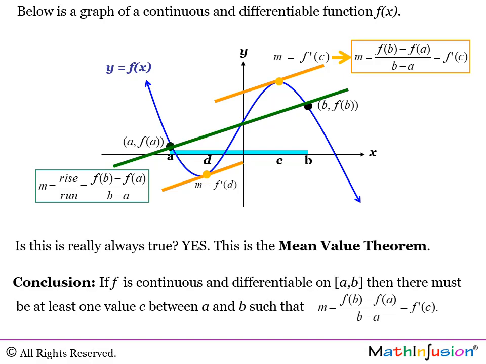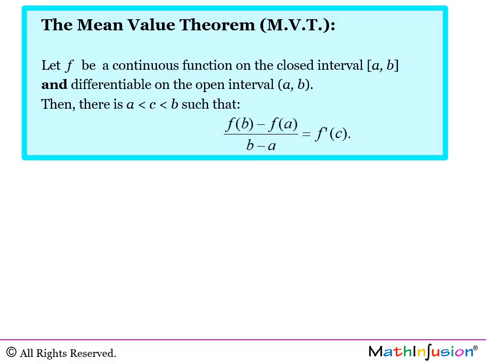The question is, is this really always true? And the answer is yes. This is the mean value theorem, in short MVT. It's not only that we were lucky now that this really was true. This is always true. So here is the mean value theorem. It is true with the given conditions.